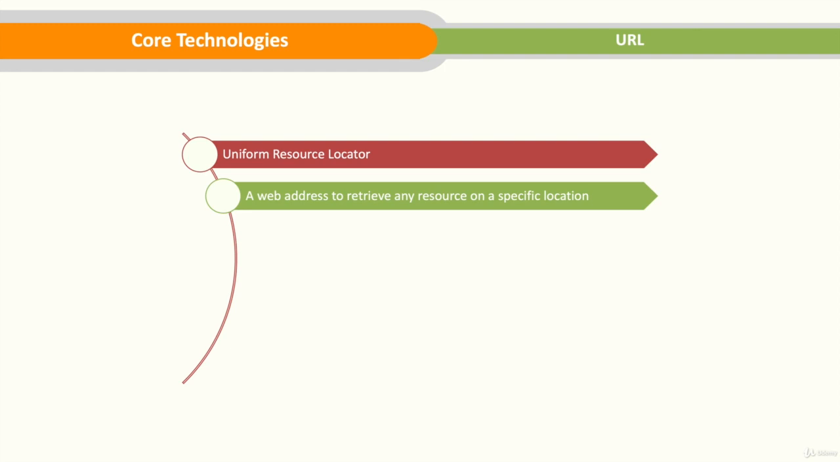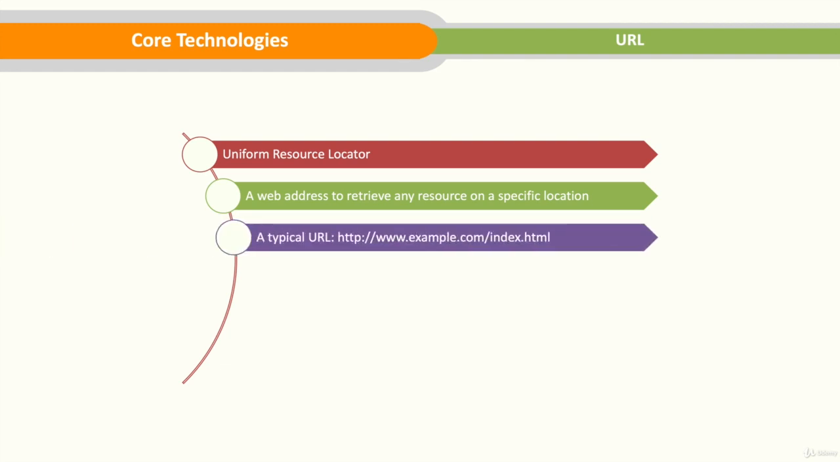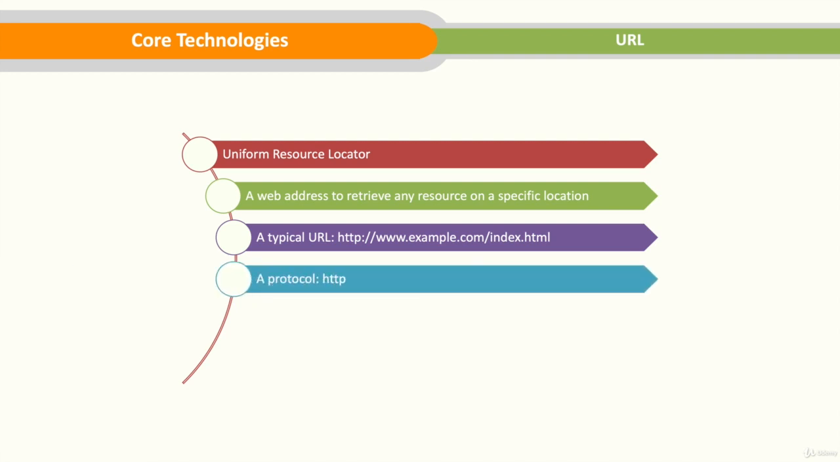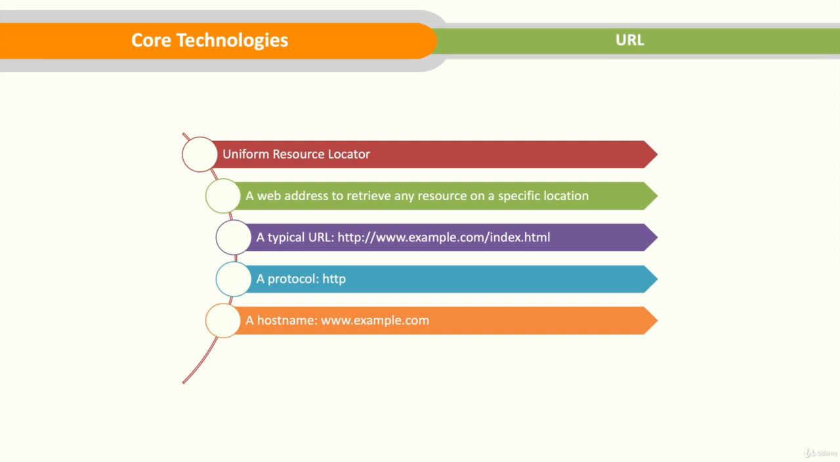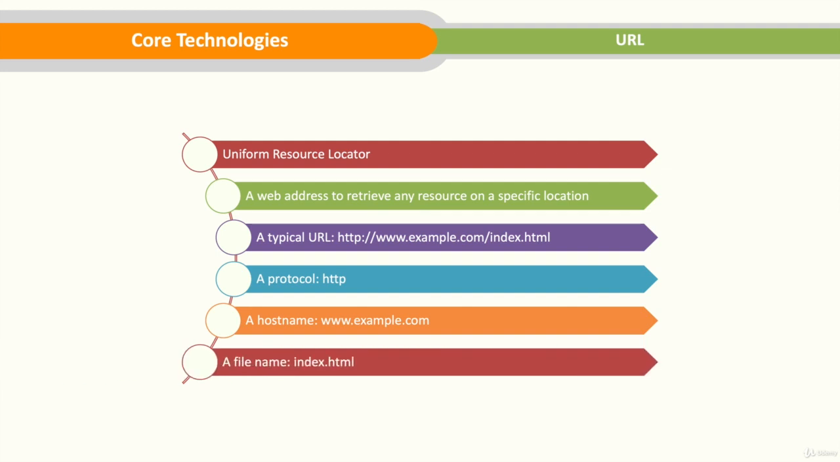Now, I said resource, but you probably think of it as a web page, an image, a video, a PDF file, or something else. So a typical URL could have a form that looks like this, which indicates a protocol, HTTP, a host name, www.example.com, and a file name, index.html.